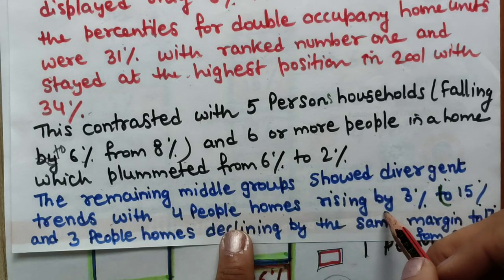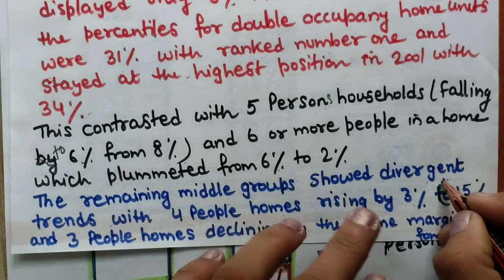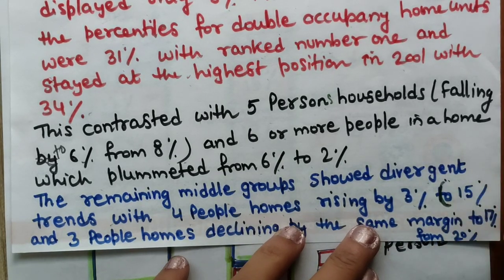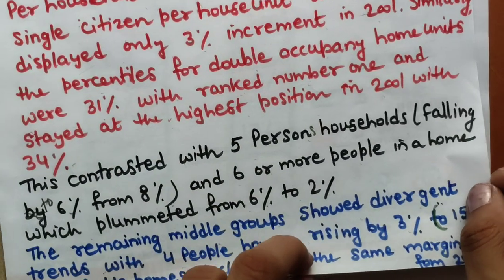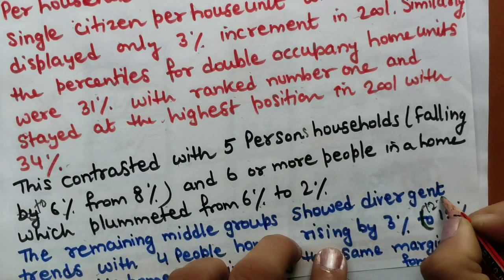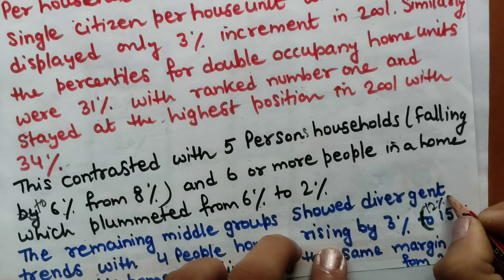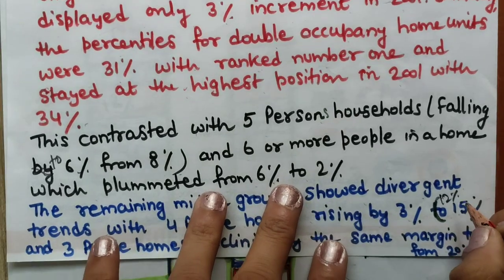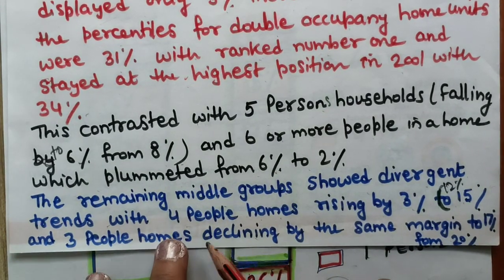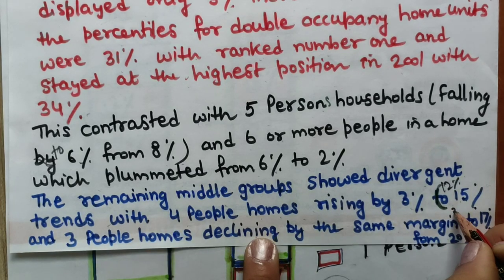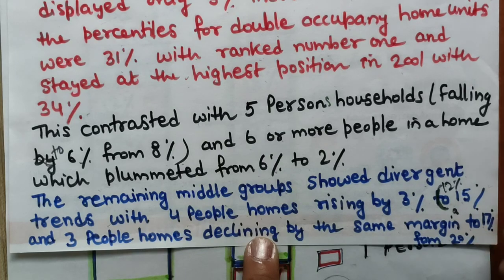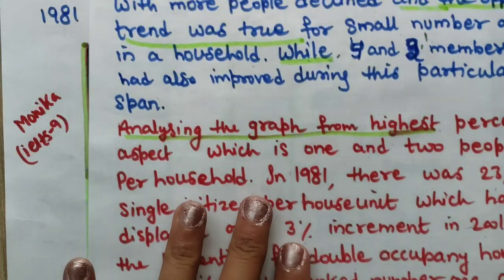So 4 people homes rising by 3%. Now here in brackets I should have written 12% to 15%, but I mean to say, and 3 people homes declining by the same margin to 17% from 20%. So I have written this much of Task 1.